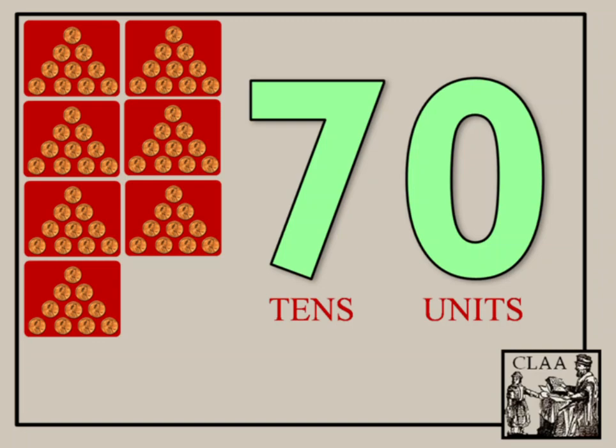After 69, we'll have 7 sets of 10. 7 sets of 10 is the number 70. The number 70 is written with a 7 and a 0. The 7 tells us that there are 7 sets of 10. The 0 tells us that there are 0 units more. 7 sets of 10 is 70.